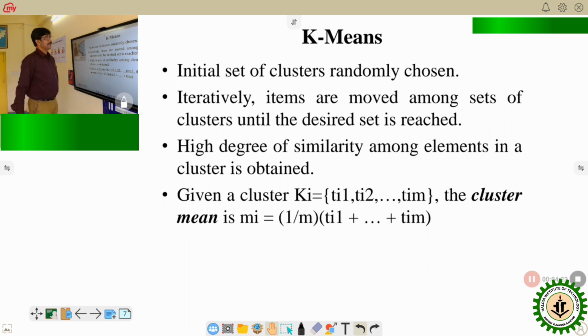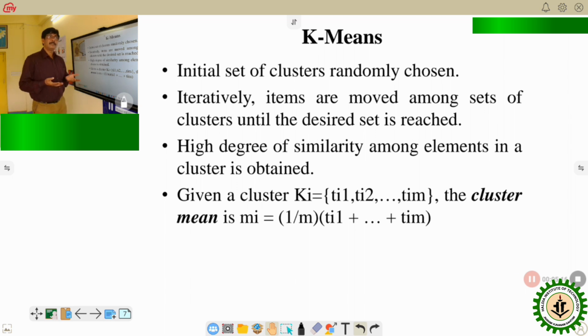Now we have to go through the k-means algorithm. The initial set of clusters is randomly chosen. Suppose we have a data set and we randomly choose the initial set of clusters. Suppose I want to divide the whole data set into two clusters. The representative of the cluster, or the cluster head, has to be selected randomly at the initial step. Next, iteratively, items are moved among sets of clusters until the desired set is reached. So after iterations, we have to change the cluster head.